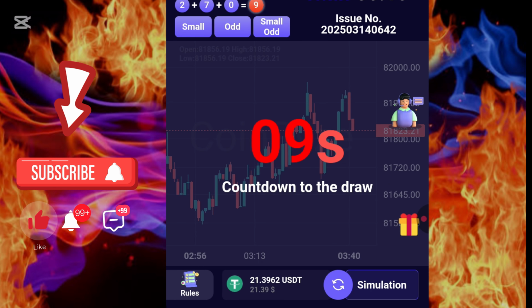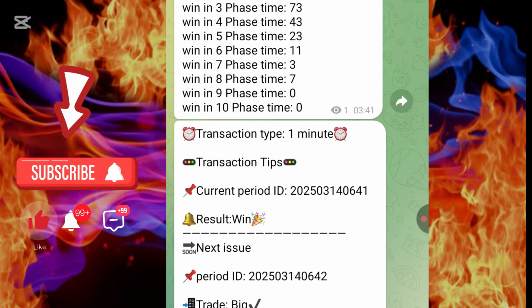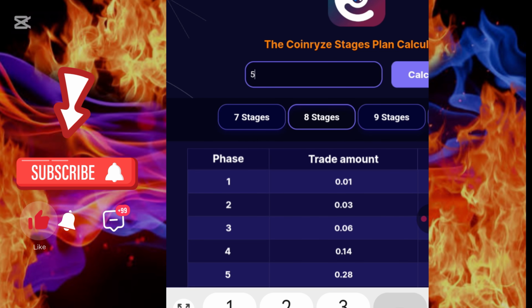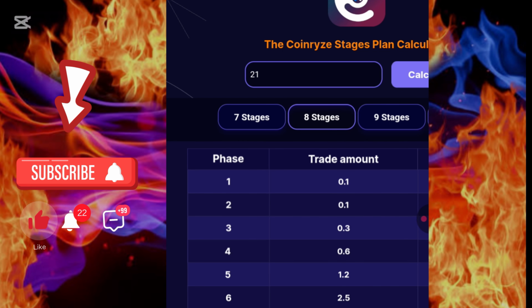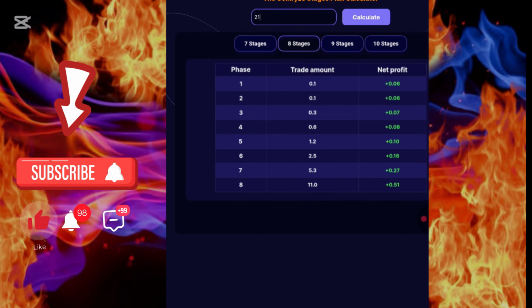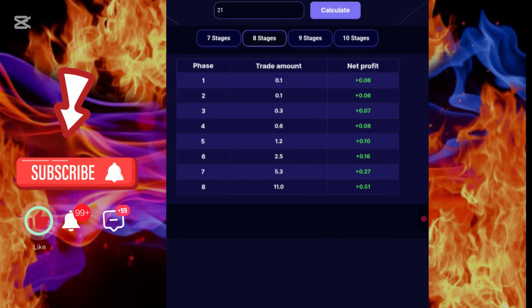Okay, the timer is far gone, so we can't make use of it. So before that, let me just make use of the trading calculator. What we have in our balance here is 21, so let's tap on 21, right? Because we have 21, our trade is going to be 0.1. Are you seeing? This is how you make use of your own calculator. You see it, right? So it's 0.1.